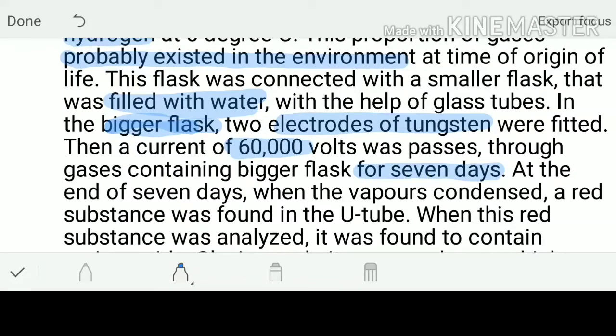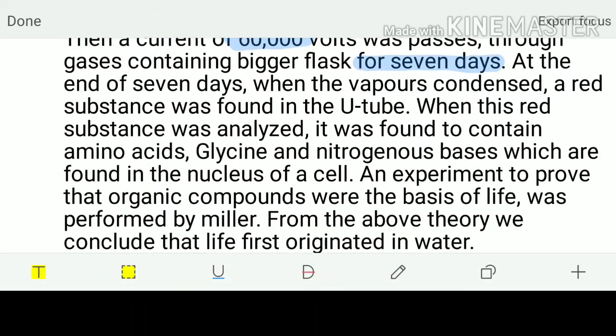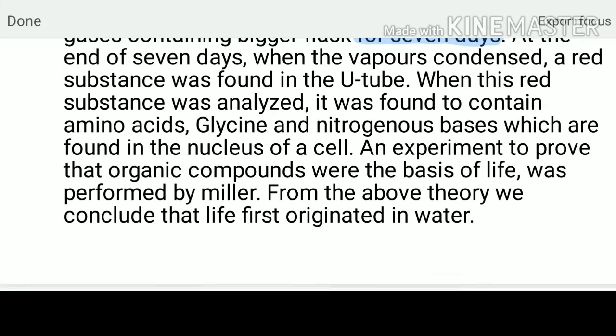At the end of the 7th day, when the vapors condensed, a red substance was found in the U-tube. Now, when this red substance was analyzed, it was found that some amino acids were present in it. The first amino acid, or the most simple amino acid, is none other than glycine. One more amino acid was found there which I have not put here, but still I am giving you.